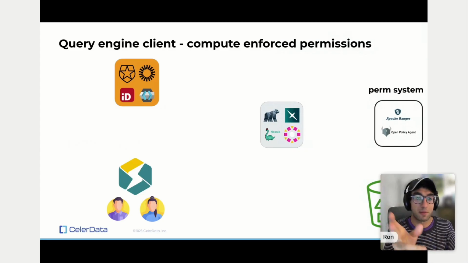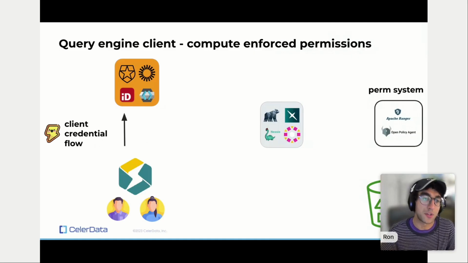Now I have a couple of diagrams set up for different parts of your ecosystem when it comes to REST security. So what do I have at the bottom? I have the query engine, the StarRocks logo. At the top, I have some identity providers, like Ping ID and Okta. In the middle, I have a REST catalog provider. And on the right-hand side, I have an external permission system, like Apache Ranger or Open Policy Agent that could sync in with your REST catalog.